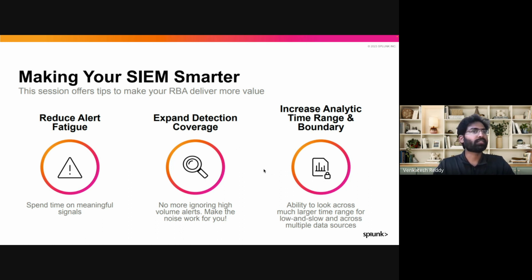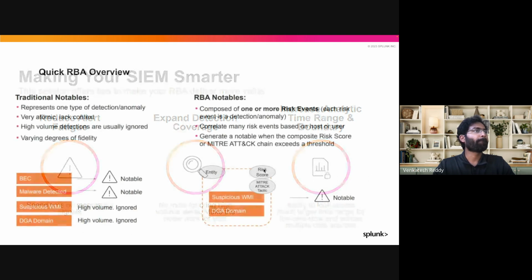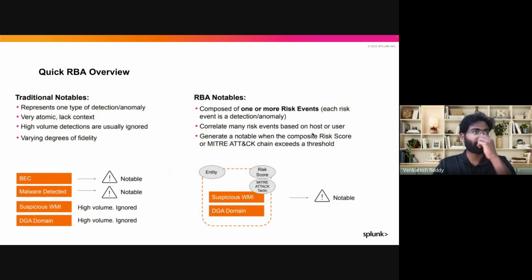Let me go to the next slide. I will give a brief overview of RBA. First of all, here I want to use some ES terminologies like notables, because whatever alerts we trigger in Enterprise Security, we call a notable. So we have two different things here. One is without RBA, which we call traditional notables, and with RBA, we call RBA notables.